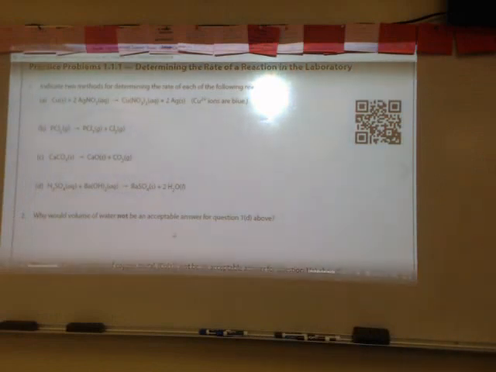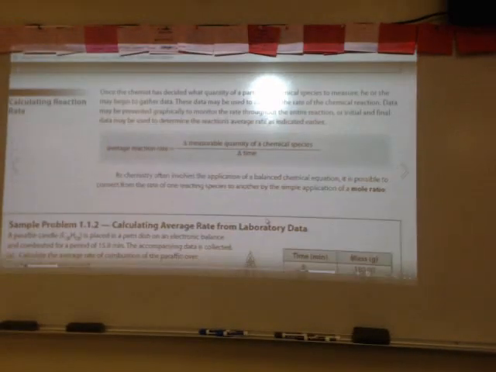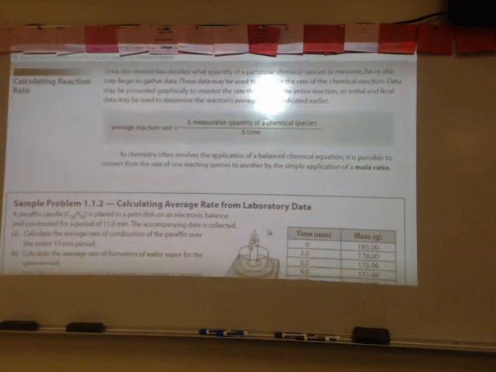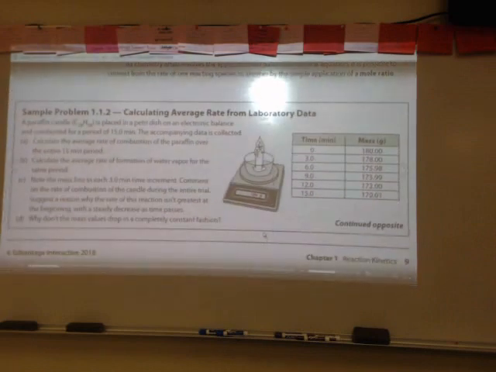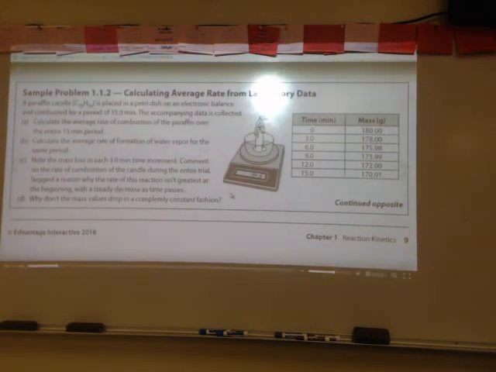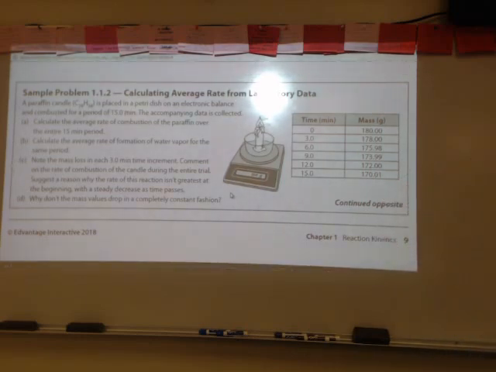But sometimes they're going to ask you to convert from one substance to another. And that means that you're going to be doing a mole ratio and using stoichiometry. So let's take a look at this practice problem here. It says calculate the average rate from lab data.